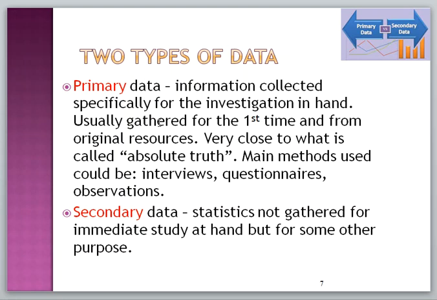People are telling their opinion, right? Their attitudes. They are talking about their feelings. They're approving or denying something. So primary data mainly are such human responses and replies to some questions or something like this, or something you are collecting from observations. Things that you see. So usually gathered for the first time. This is why it's called primary. From original sources, very close to what is called absolute truth. Main methods used could be interviews, questionnaires, observations.